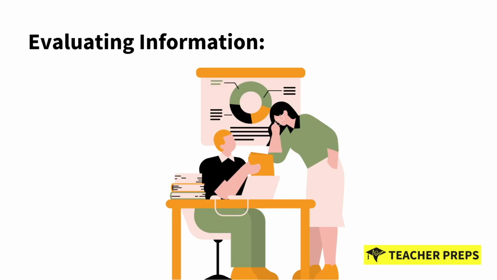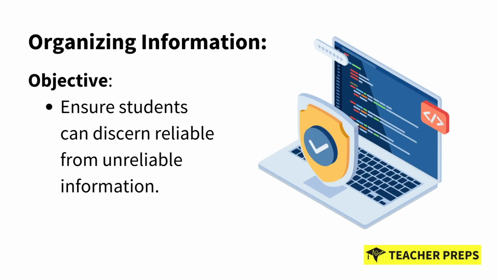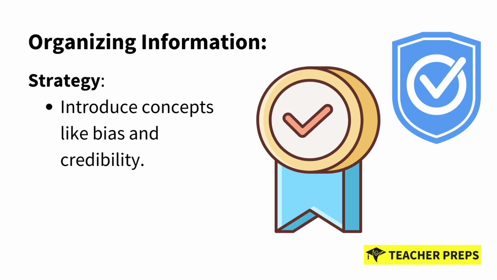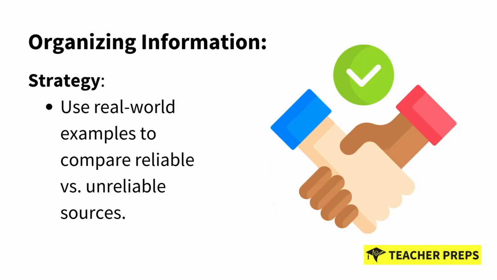Now, let's move to teaching our students to evaluate information. In this case, we want to ensure students can discern reliable from unreliable information. We can help students achieve this by discussing the importance of checking multiple sources, introducing concepts like bias and credibility, and using real-world examples to compare reliable versus unreliable sources.